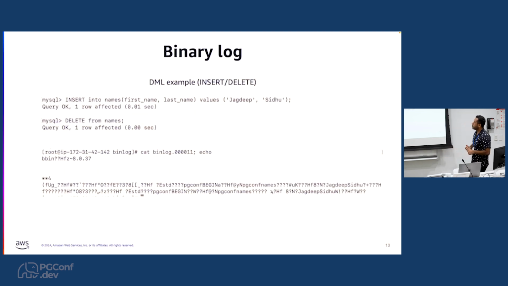This is an example of two DML statements. Here I inserted a name into a table, and then I deleted it. Both of them changed one row each. And if I cat the latest binary log, I actually won't be able to make sense of it. I know that some values are here, but the query text is not present as it is. This is because in this case, MySQL encoded it in a row format.